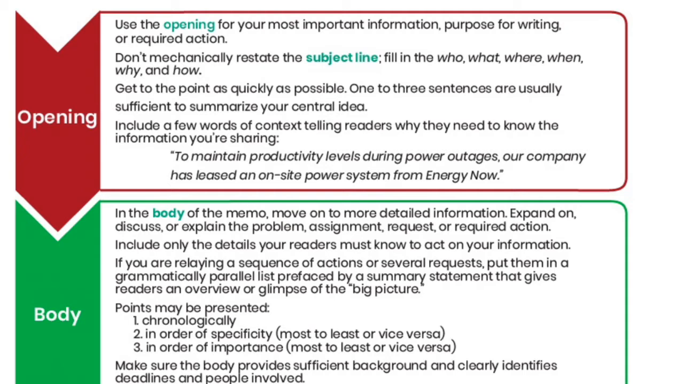Include a few words of context telling the readers what they need to know and why they need to know the information that you're sharing. So not only give them the who, what, when, where, and how, but also give them the why. So for example, to maintain productivity levels during power outages, our company has leased an on-site power system from Energy Now. Okay, so that gives the why. When you must deliver bad news or write persuasively, you want to start with the evidence. So readers are more likely to accept a decision, even a negative one, when they are prepared for it and they know it's logical and well justified.